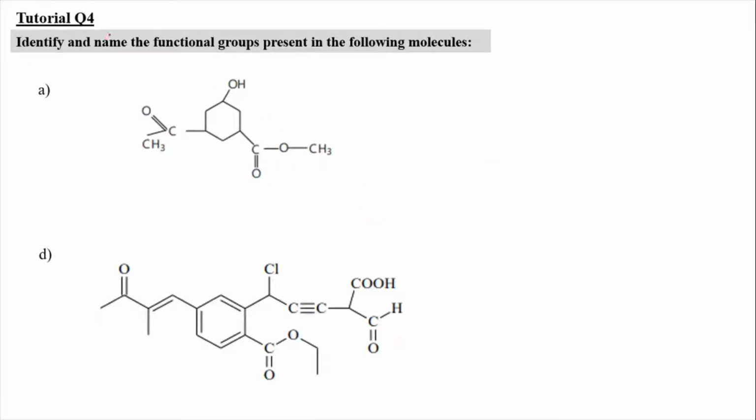So for tutorial question 4, we have to identify and name the functional group present in the following molecule. For this molecule here, we will have a functional group of C double bond O and CH3, and we have the hydroxyl as well as the ether here, the ester here, sorry.